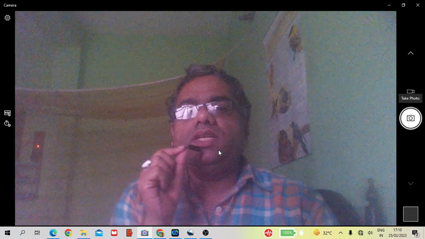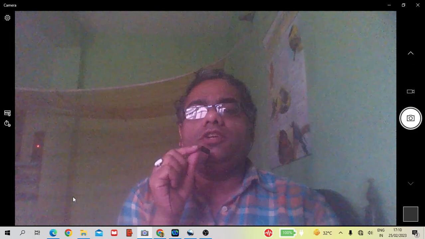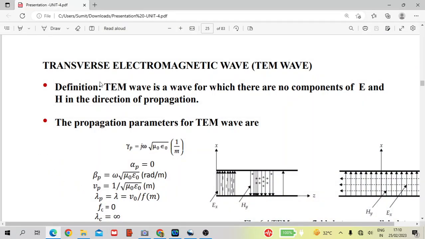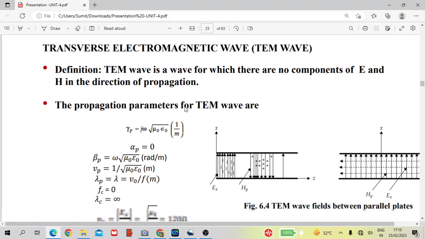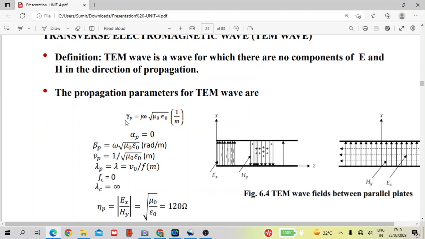So we have seen TEM waves. Now we will start with TEM wave. Here you can see a TEM wave is a wave for which there is no component of E or H in the direction of propagation, and the propagation constant becomes omega root mu 0 epsilon 0. This mu 0 epsilon 0 are the parameters for free space. So j beta, where beta is omega root mu 0 epsilon 0, we can call it j beta 0 per meter, where attenuation is 0.